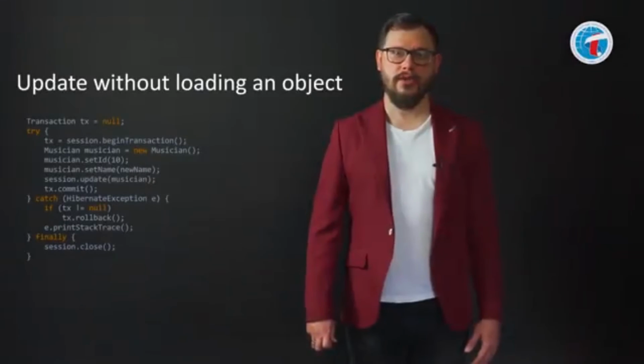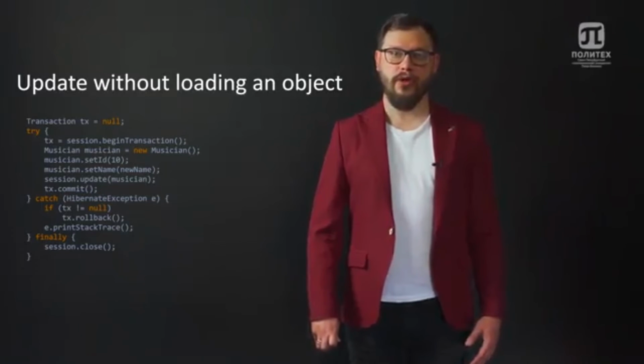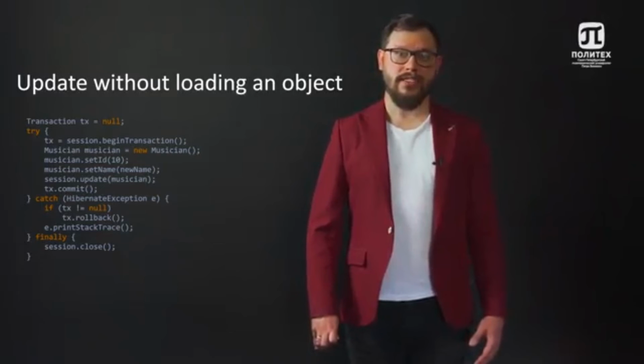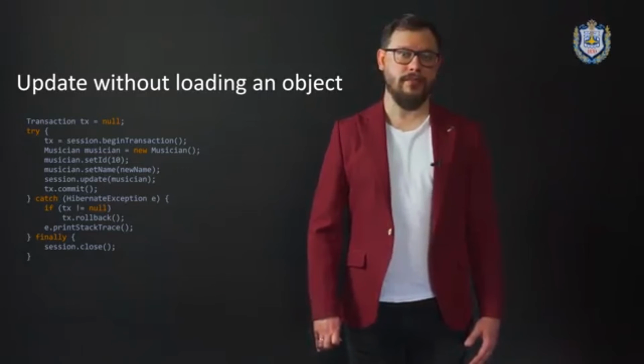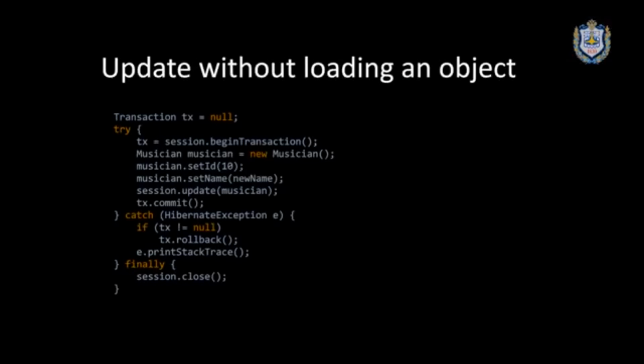But in Hibernate, if we know the record ID, the primary key, we can directly update the record in the database without loading or getting the record from the database. If we know the record ID, then we can directly create a new object, assign the primary key to it and save it using the update method. A problem with this approach is we must set all the properties of the object. If we don't set any one of the properties, then its default value, null, will be updated in the database.